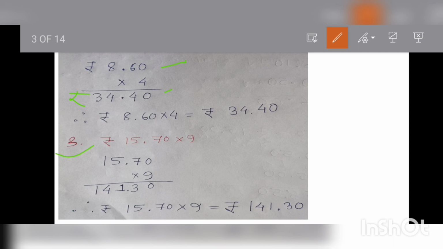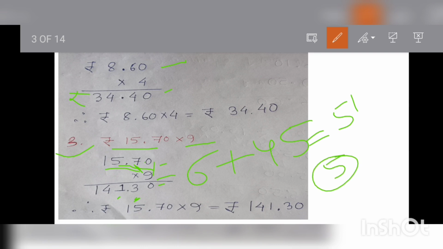Now see the question number 3. Here you have to multiply rupees 15.70 by 9. Okay, so see, this is 15.70 into 9. So 9 into 0 is 0. 9 into 7 is 63. So 3 is put here and 6 is remaining. So 9 into 5 is 45 and 45 plus 6 is 51. Okay, so we put 1 here and now 5 is remaining. Okay, 9 into 1 is 9 and 9 plus 5 is 14.